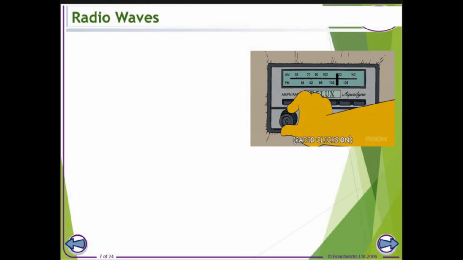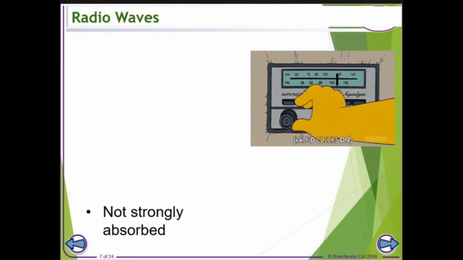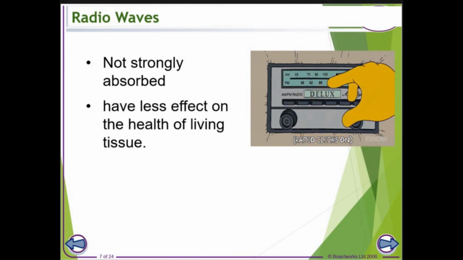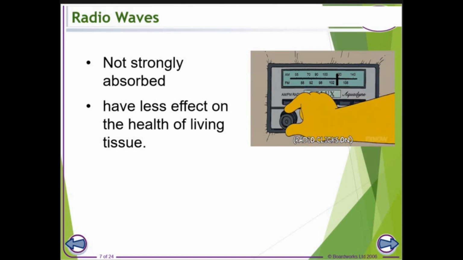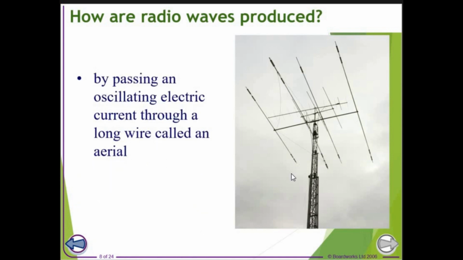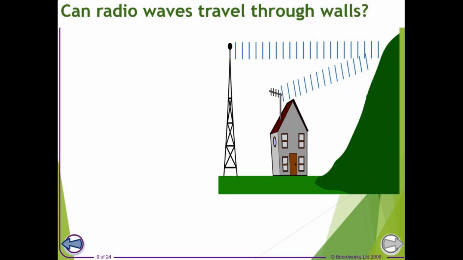Radio waves mostly pass through the body. They are not strongly absorbed and are thought to have less effect on the health of living tissue. How are radio waves produced? Radio waves are produced by passing an oscillating electric current through a long wire called an aerial. The frequency of the radio wave produced is the same as the frequency of the oscillating current. This allows radio waves of different wavelengths to be produced. These radio waves have slightly different properties and are used for different purposes.